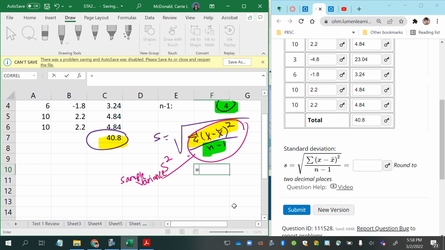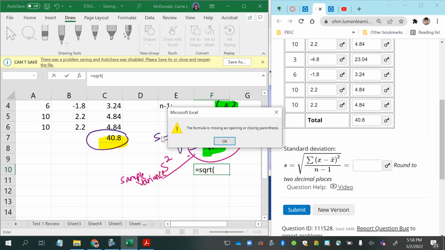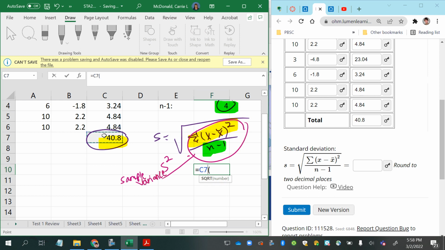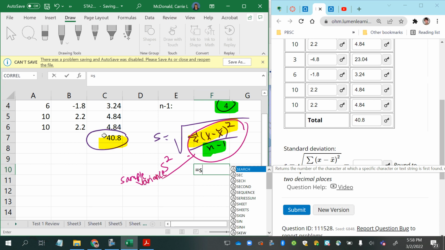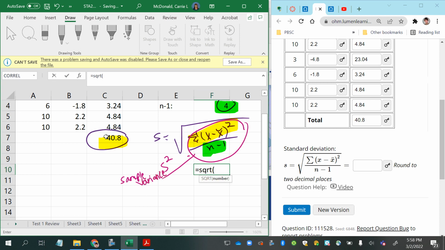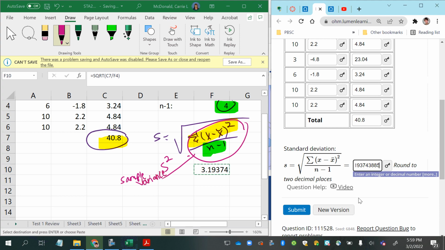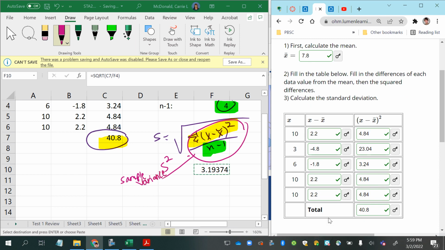The answer is the square root of 40.8. Oops, I need to start that over. Equals the square root of this cell divided by this cell, or you can just type in the number 4, however you want to do it. And there's your answer. And it says to round to 2 decimal places. And that's that.